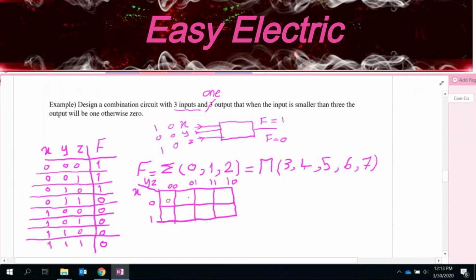This is 0, this is 1, this is 3, this is 2. So this is 4, this is 5, this is 7, and this is 6. Okay, just double check that. 0, 1, 3, 2, 4, 5, 7, 6. Yeah, that's right. So now back to our table, which is here, the standard form. It should be the minterm 0. I put here 0, 1, and 2.